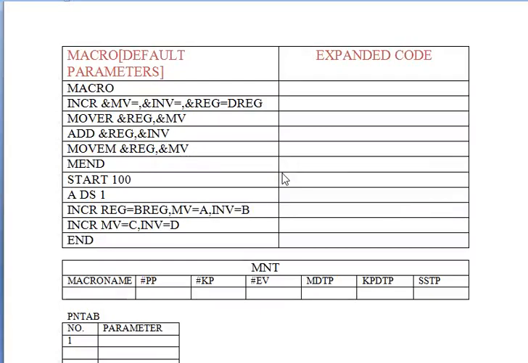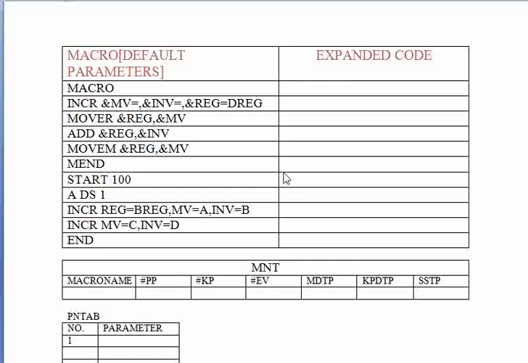The third kind of parameters in a macro is called default parameters. Default parameters are usually keyword parameters but with a default value. That is, in our macro call we need not write the actual value. If we do not write the actual value, then the default value is considered during expansion.